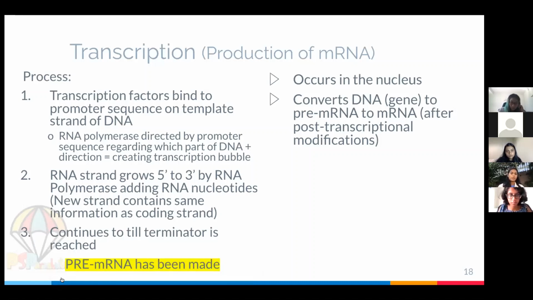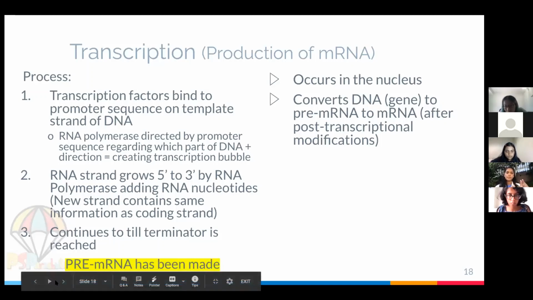So if we were to look at the steps more precisely, the transcription factors will bind to the specific sequence of DNA that is coding for the protein that we want. And then the RNA polymerase will create the RNA strand that we want, growing from 5' to 3', similar to DNA in that way. The RNA polymerase will continue to do so until it reaches the terminator section of the gene. And that is what we call pre-mRNA.